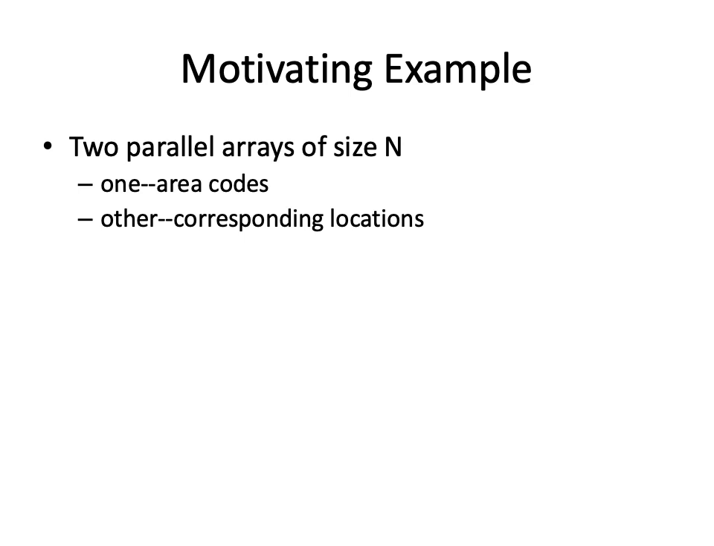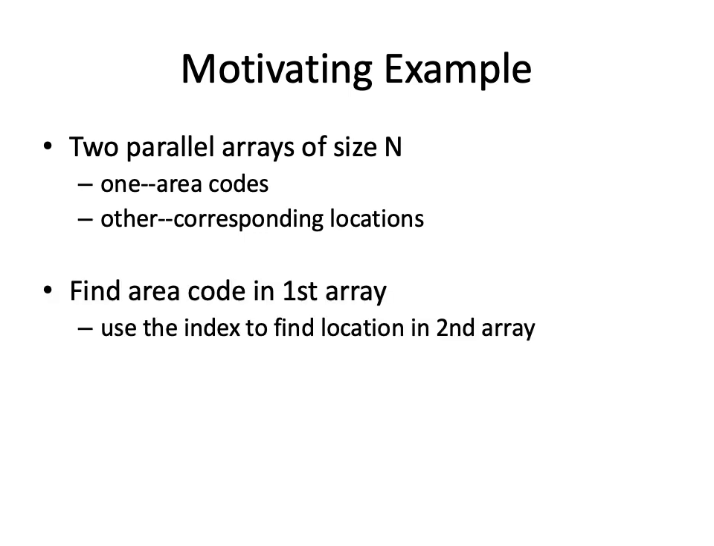We're going to go back to that motivating example from mini lecture number 9, where we had 2 parallel arrays of size n, one with area codes and one with the strings of locations that correspond to those area codes. What we want to do is, given an area code that we're trying to look for, see if that area code is in that array. If so, use that index where that area code is found to find the corresponding location in the second array.